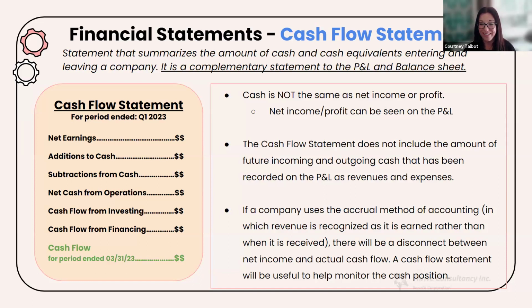The last point down there reiterates what I said again. If a company is using accrual method, there will be a disconnect between the net income and the actual cash flow. So a cash flow statement will be very useful to help monitor the cash position of a business that relies on accrual method, which again is going to mean they have accounts receivable and accounts payable, which indicate they may not be getting their cash when the sales are made or when the expense is incurred.